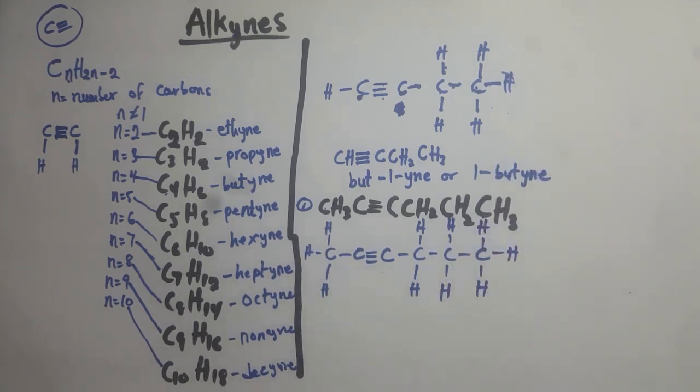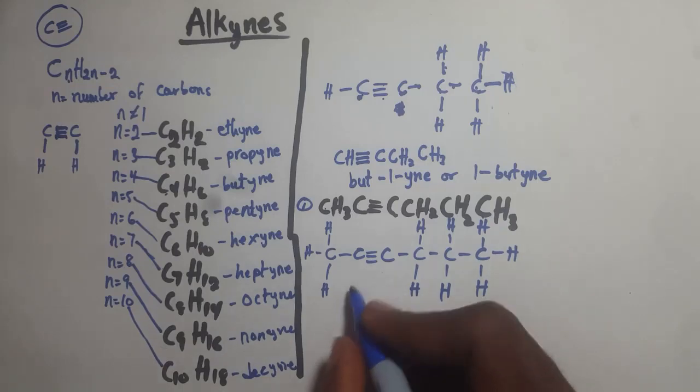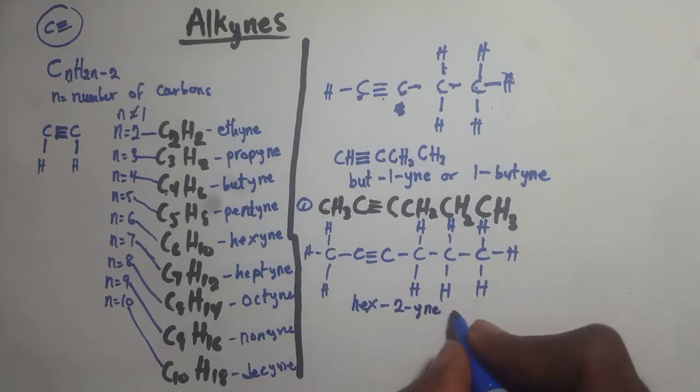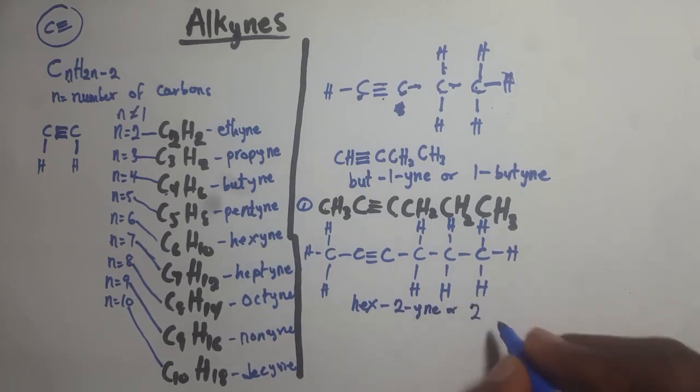So how do we name this? First of all, we count the number of carbon atoms: 1, 2, 3, 4, 5, 6. 6. So we are looking at hex, or hexyne. But we can't just say hexyne. We need to look at the position of the triple bond. Counting from your right to your left, 1, 2, 3, 4, it is closest to the fourth carbon. Counting from your left to your right, 1, 2, it is closest to the 2. So we are going to call this hex-2-yne, or 2-hexyne.